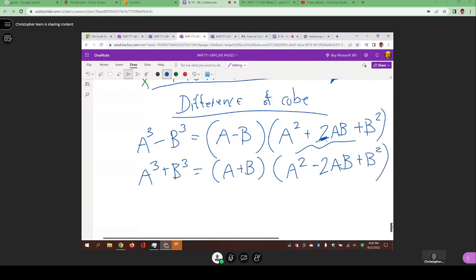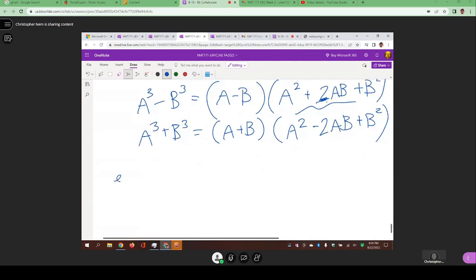So try to use this rule. And let's do an example. Let's do 27x cubed minus 64y to the 6th power.